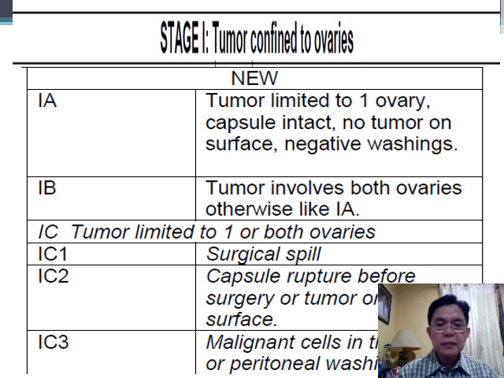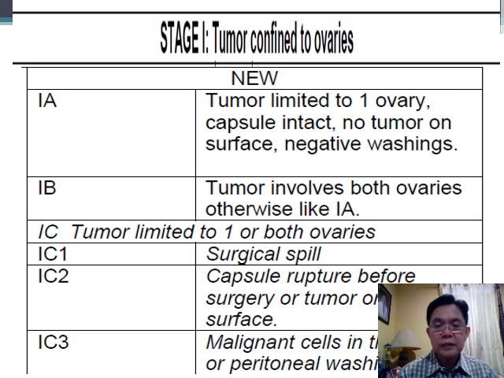Stage 1B, tumor involves both ovaries. Again, the capsule is intact, no tumor on the surface, and negative peritoneal washing or peritoneal fluid cytology. Stage 1C, the tumor is limited to one or both ovaries. And stage 1C1, when there is surgical spill. What is surgical spill? That means you inadvertently rupture the tumor during the time of surgical exploration.